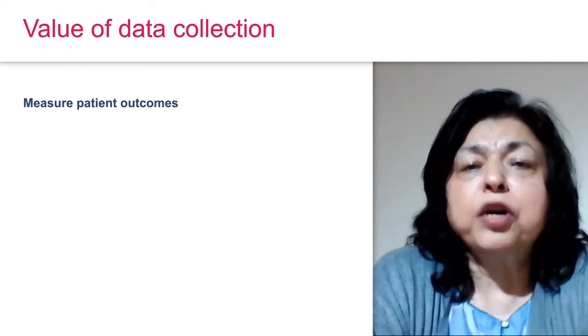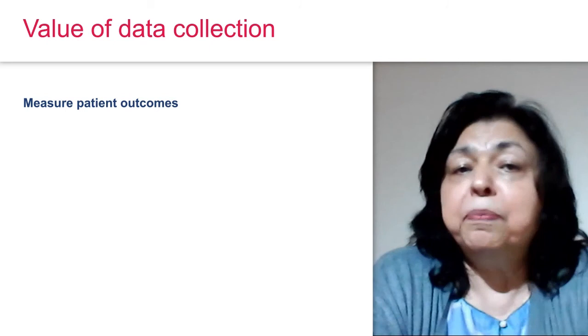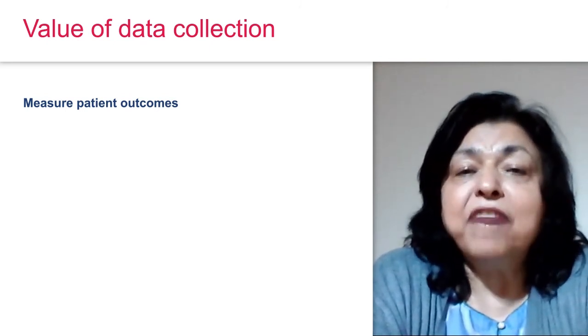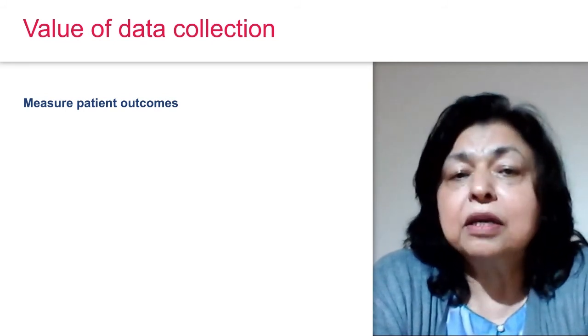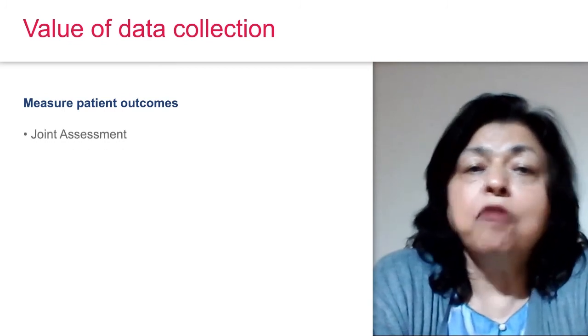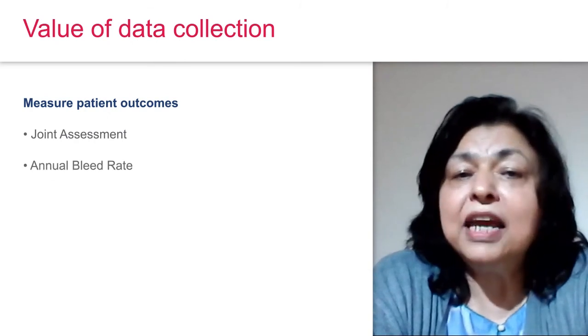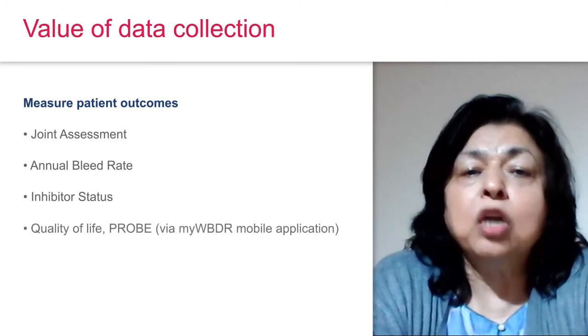One of the most important things of data collection is to measure patient outcomes. These outcomes are very important for us to find out how well the patient is doing. In cases of hemophilia patients, it's important to know how well the joints are doing, what the bleeding rate is, what the inhibitor status is, and what the quality of life is.